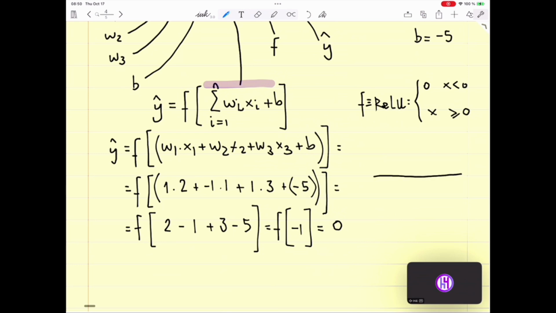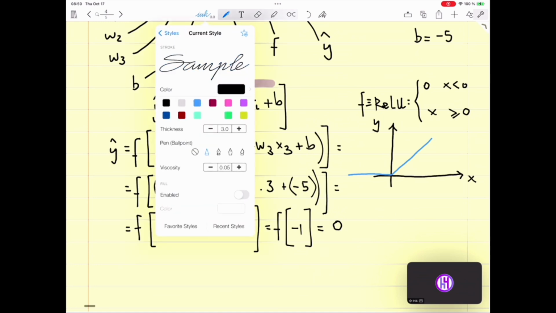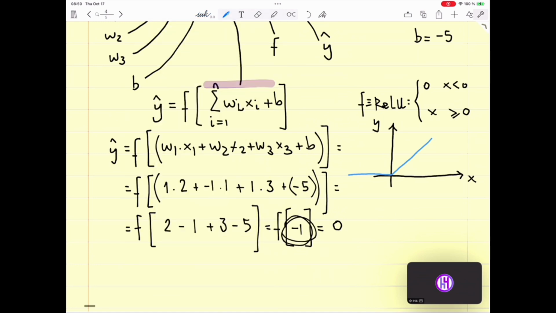Our rectified linear unit function is like this: x and y. So here we have 0 and then x, okay? So if the number here is smaller than 0, then it's 0. If the number here is bigger than 0, then it has the same value. Okay?